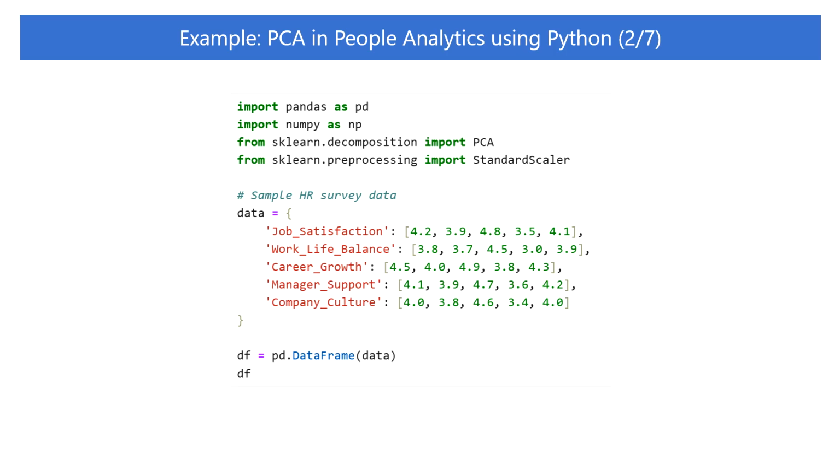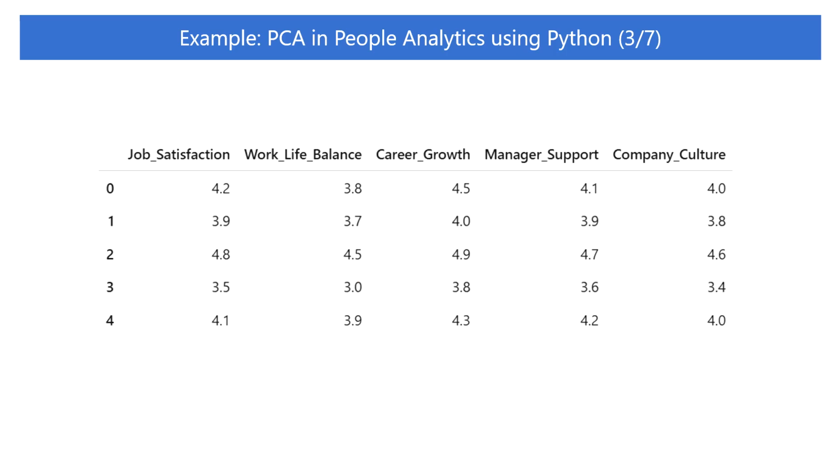First, import libraries. As usual, import pandas for handling tabular data, and NumPy for numerical operations. Besides, from sklearn decomposition, import PCA to implement principal component analysis. And from sklearn preprocessing, import StandardScaler to standardize the features. Then, create a data frame using a dictionary and the pandas DataFrame method. Now, we created this dataset. Let's apply PCA to this dataset.